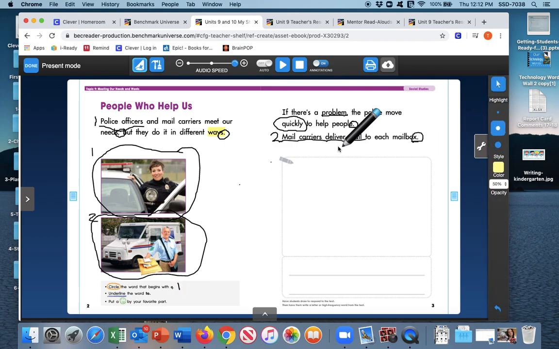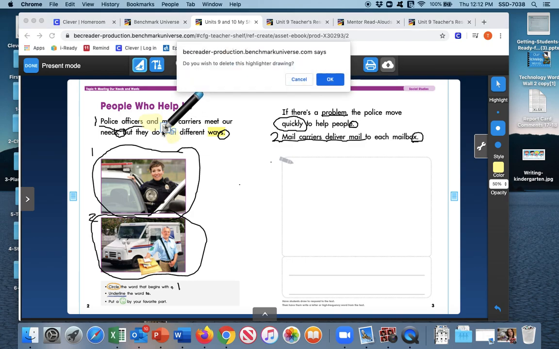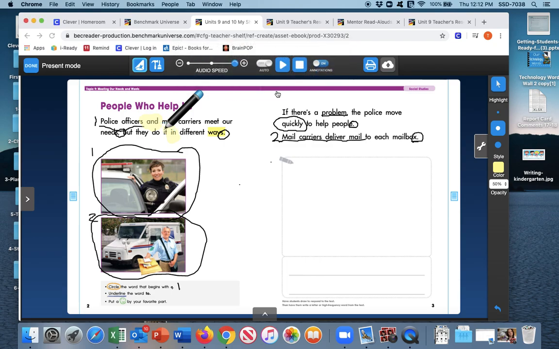So I'm going to take my highlighter and we're going to highlight all of our sight words. We're going to highlight and right here, and in, and let's go ahead and highlight it next to it, and the, and I believe that's it. So we have 1, 2, 3, 4, 5 sight words today.